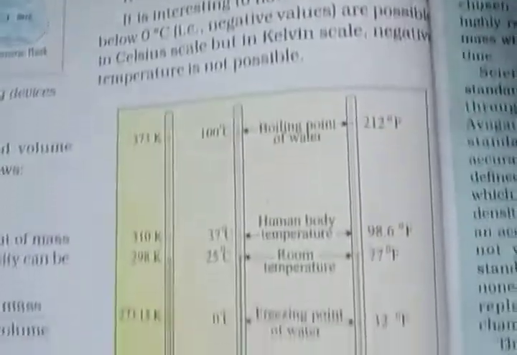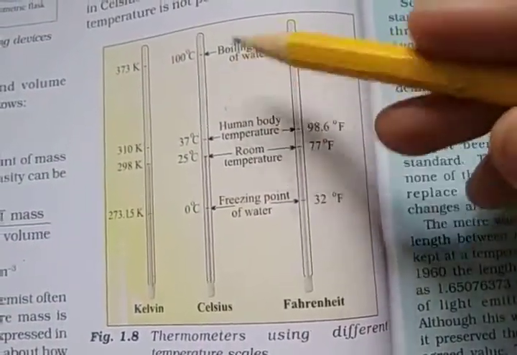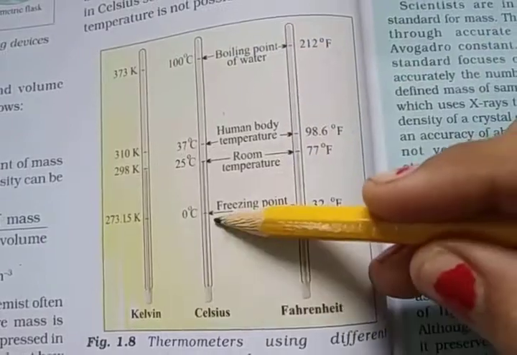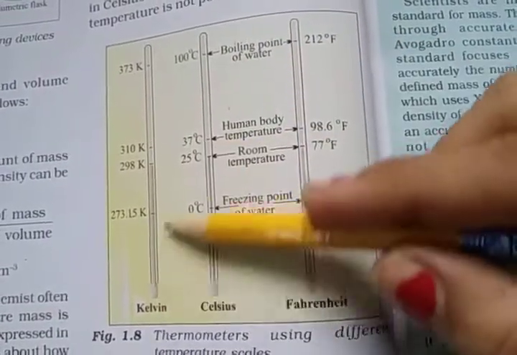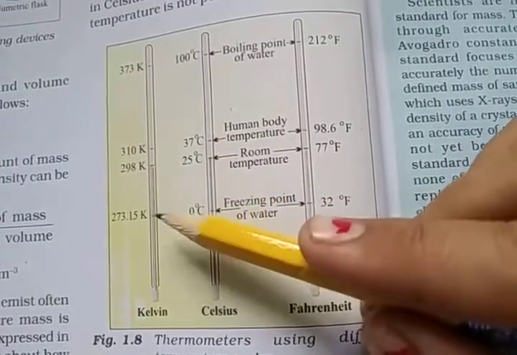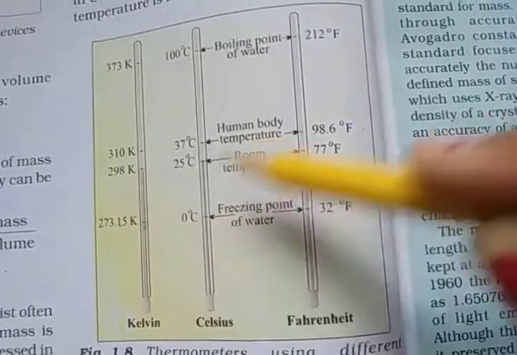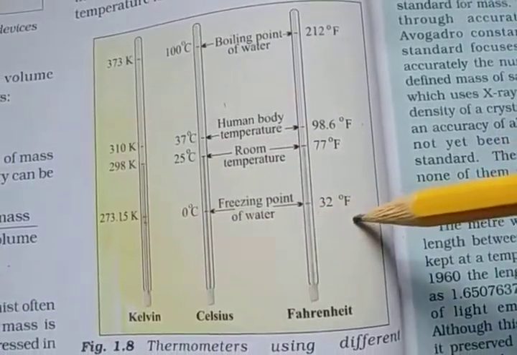Here you see, first is degree Celsius. This one is Kelvin. This is Fahrenheit. At 0 degree Celsius, here the Kelvin is 273.15 Kelvin, and in Fahrenheit, 32 degree Fahrenheit.